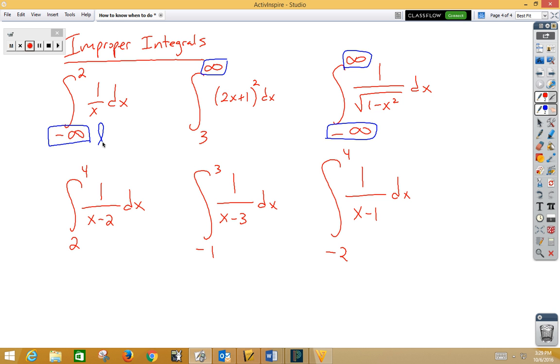It's important to use proper notation when you take the limit. Make sure that you show your limits. If there are two infinities, then you're going to have to split the problem up into two pieces.